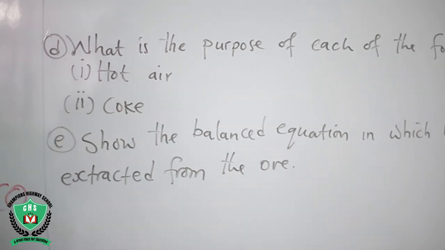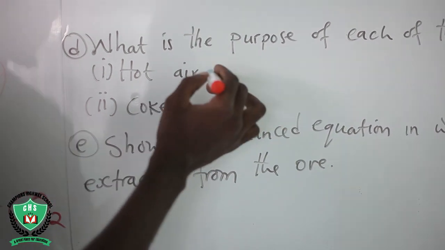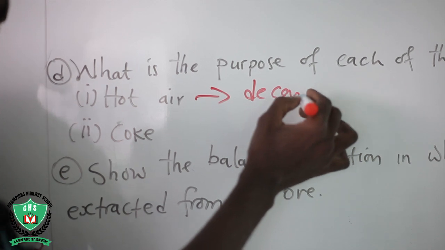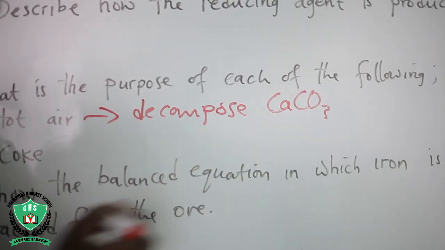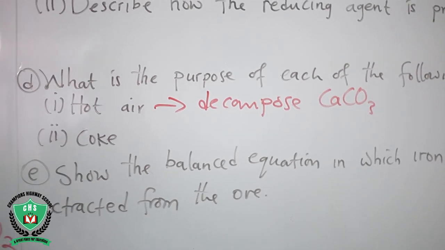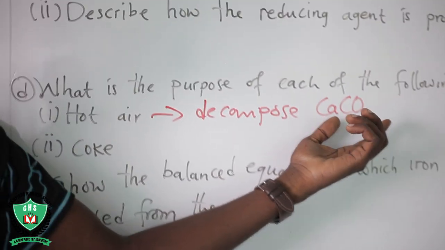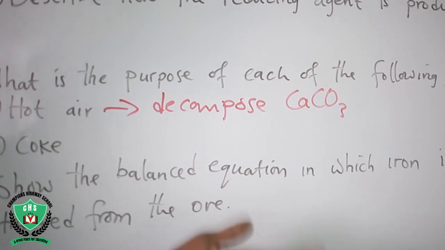So we have hot air. What is the purpose of hot air? So this one we can actually say, the purpose of hot air is to decompose calcium carbonate, which is limestone, because immediately calcium carbonate is exposed to a lot of heat, it will actually break down and produce calcium oxide and carbon dioxide.